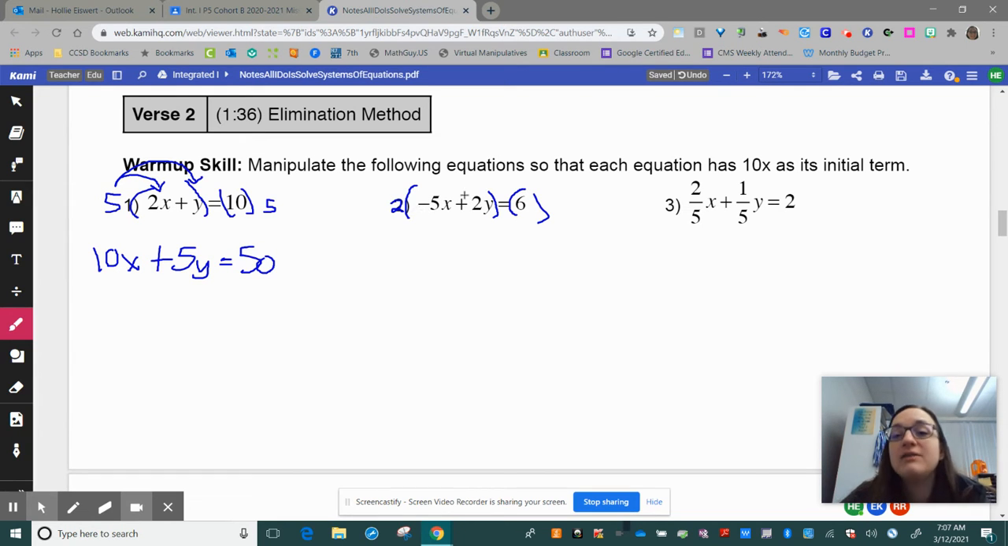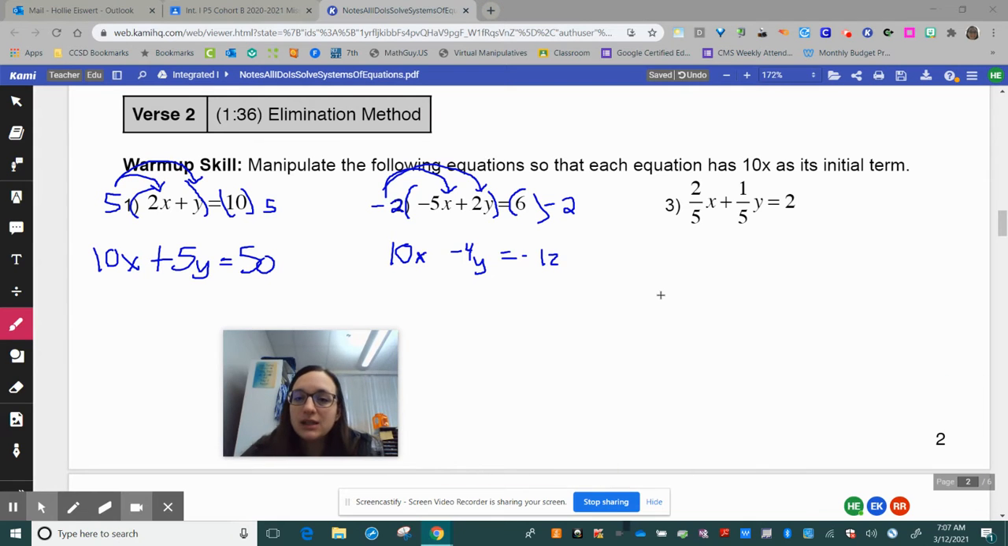So to get that negative to become a positive, we multiply by a negative 2. So that way, negative 2 times a negative 5x makes a positive 10x. That's what we wanted. Then negative 2 times a positive 2y is a negative 4y, and 6 times negative 2 is negative 12, and it's ready to go.